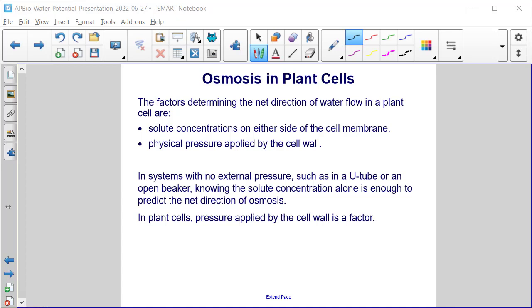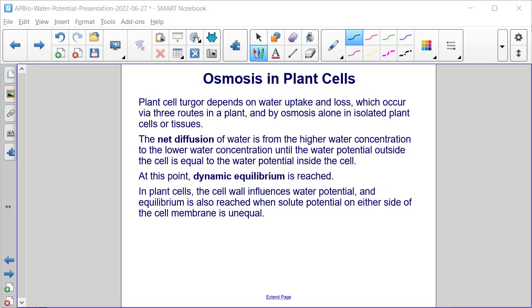Osmosis in plant cells. The factors determining the net direction of water flow in a plant cell are solute concentrations on either side of the cell membrane and physical pressure applied by the cell wall. In systems with no external pressure, such as in a U-tube or an open beaker, knowing the solute concentration alone is enough to predict the net direction of osmosis. In plant cells, pressure applied by the cell wall is also a factor.